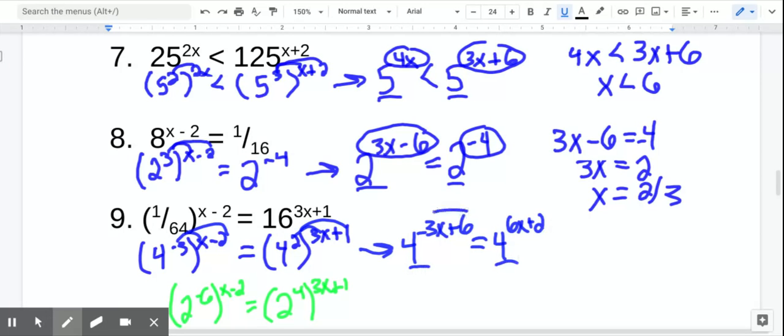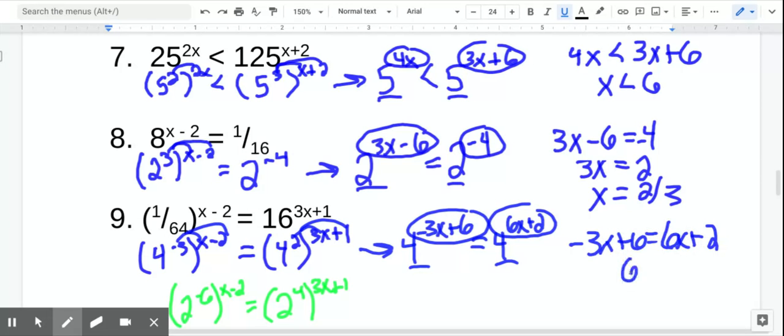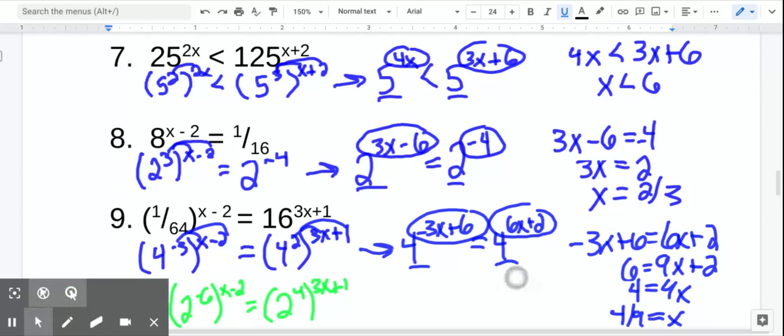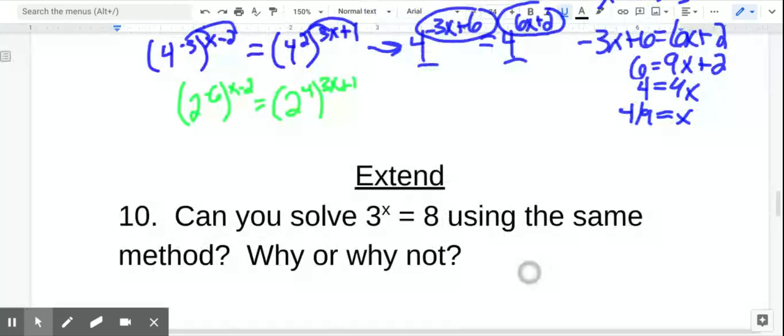Now that the bases are the same, we can assume that the exponents are the same. So I'm going to add 3x to both sides. I'm going to subtract 2. And then finally divide by 9. So x is 4/9. Now, this is a fantastic method, okay? But I have a couple questions.